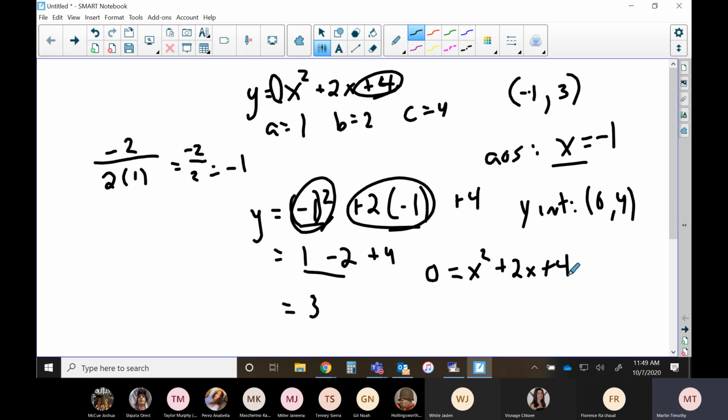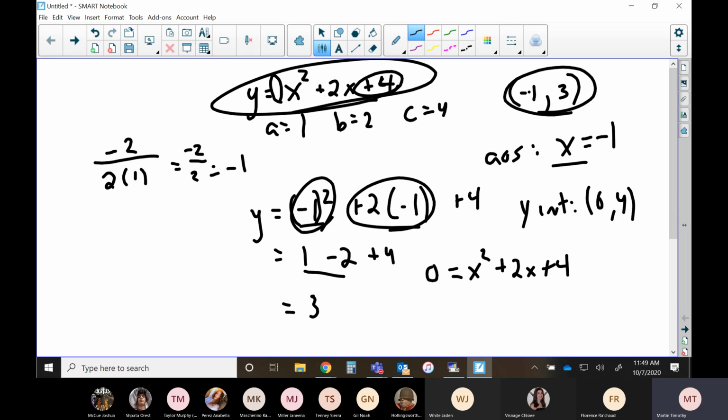Oh, yeah. What if I asked you to graph this? What if I said, hey, I want you to graph this? What's the most important thing for you to find? Okay, so you'd find the vertex first. Does everybody understand we just found the vertex? Vertex is -1, 3, yes? Then what could I do?